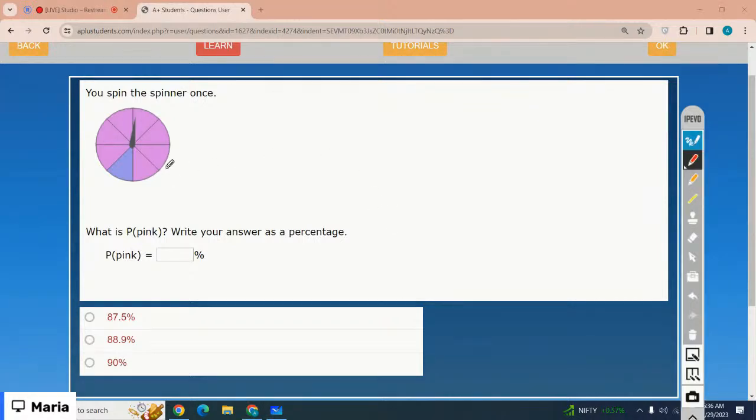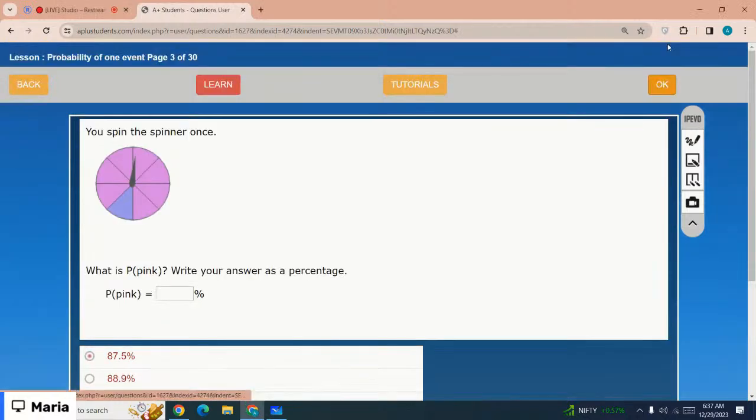You can see 1, 2, 3, 4, 5, 6, 7, 8. The total portions are 8, right? And 7 of them are pink. So do 7 by 8 and multiply it by 100, right? Because you have to write down the answer in the percentage form. So that is 87.5%. Got it? Option number 1 is the correct option.